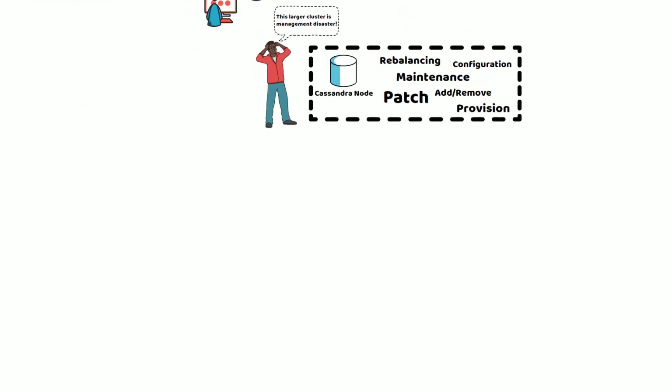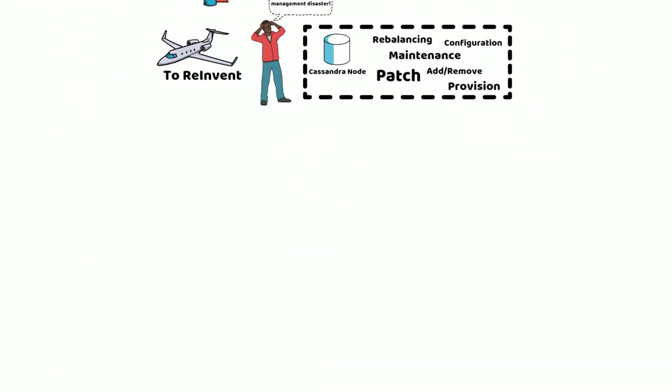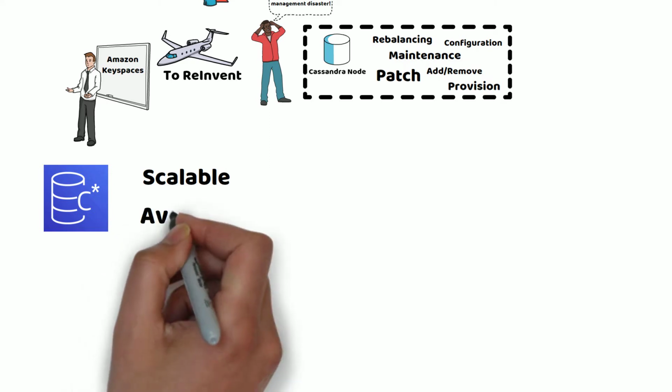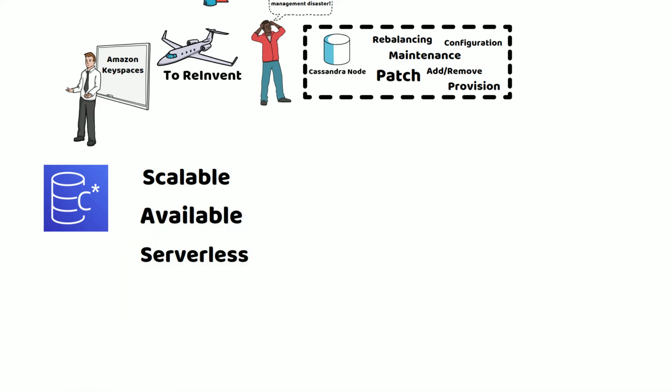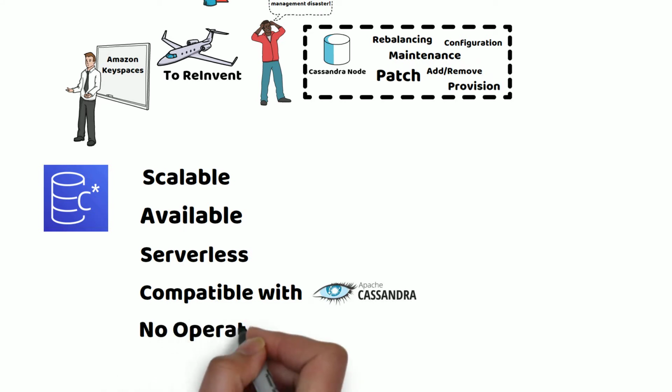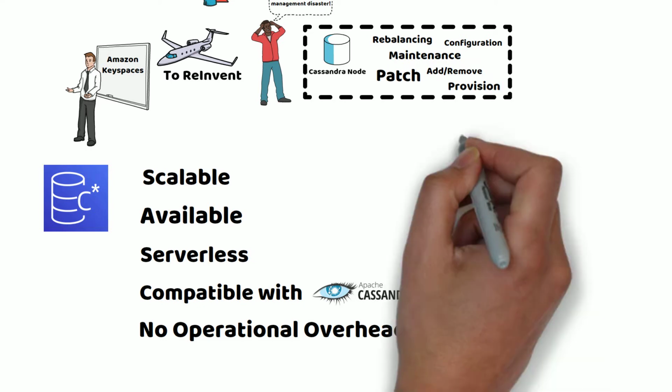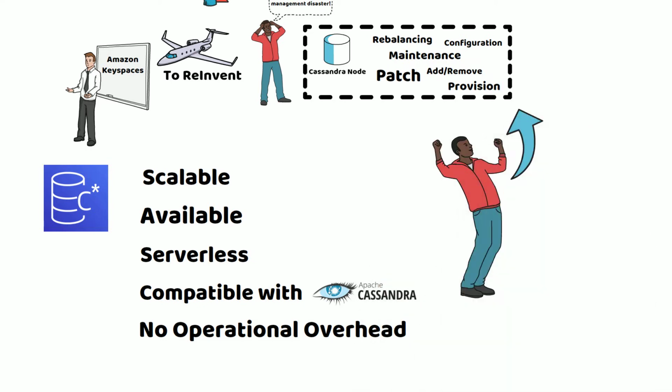Luckily, Jose attended reInvent 2019, where he learned about Amazon Keyspaces, a scalable, highly available, serverless data store compatible with Apache Cassandra. He discovered that there is no operational and management overhead because of its serverless nature. This was precisely the feature Jose was looking for. Not worrying about hardware provisioning, configuration, replication, software patching, rebalancing partitions, or cluster scaling is truly a dream come true.